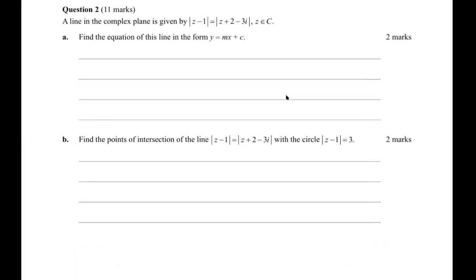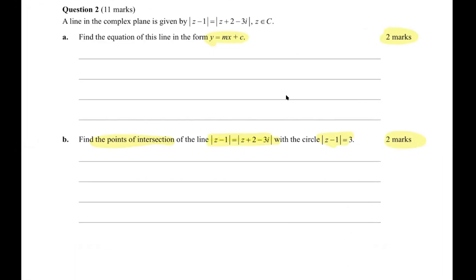Question 2, the first two parts. Find the equation of this line in the form of y equals mx plus c. 2 marks, demonstrate some working. The points of intersection between that and that, 2 marks. Probably also need to demonstrate some working, so let's have a look.